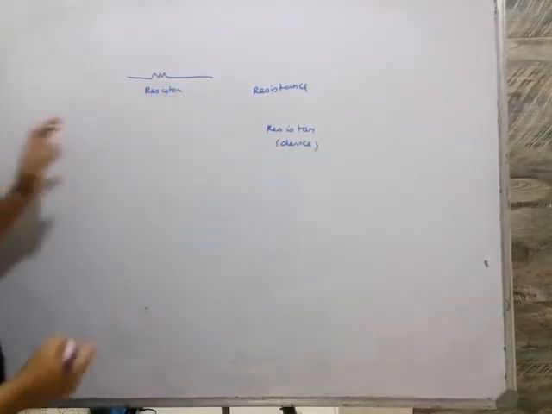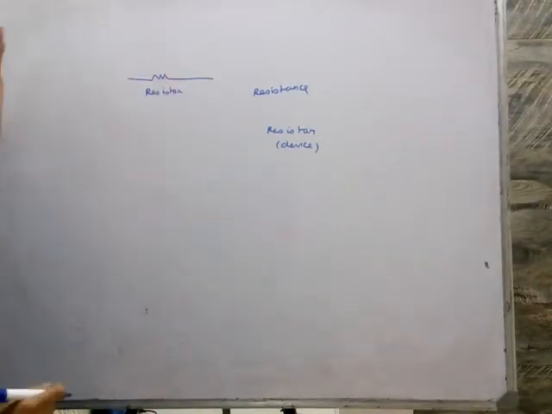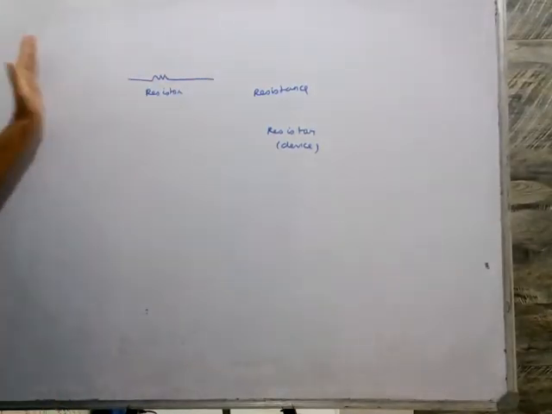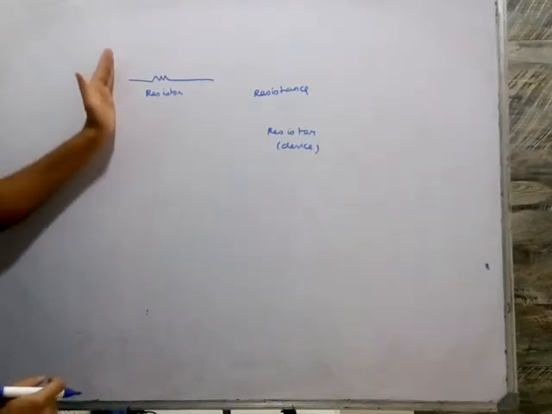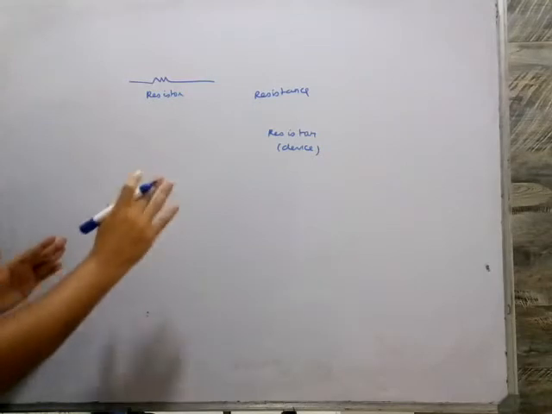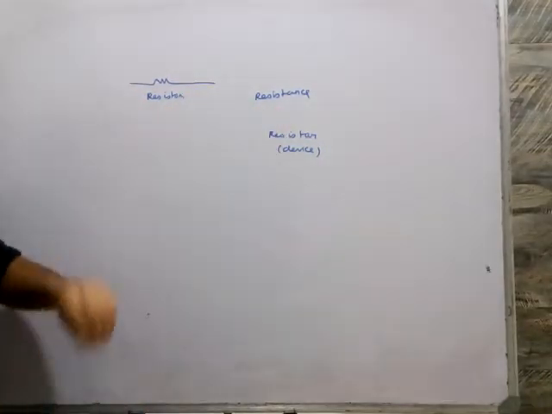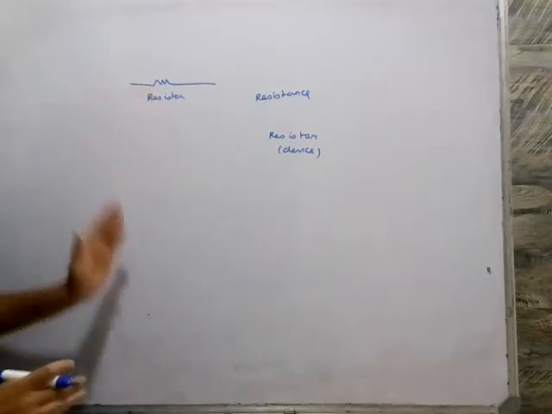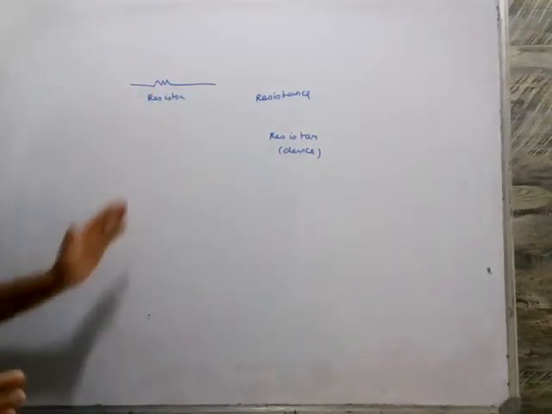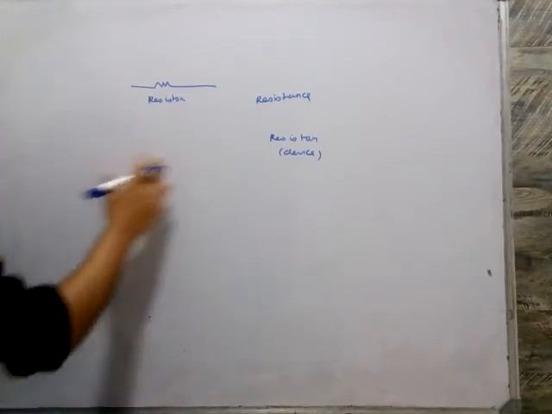A resistor is a device which opposes the flow of current. For example, if a current is passing through this, it will oppose the flow of current. It will not completely oppose it; part of it will be opposed. The property of opposing is called resistance. So resistance is the property and resistor is the device.